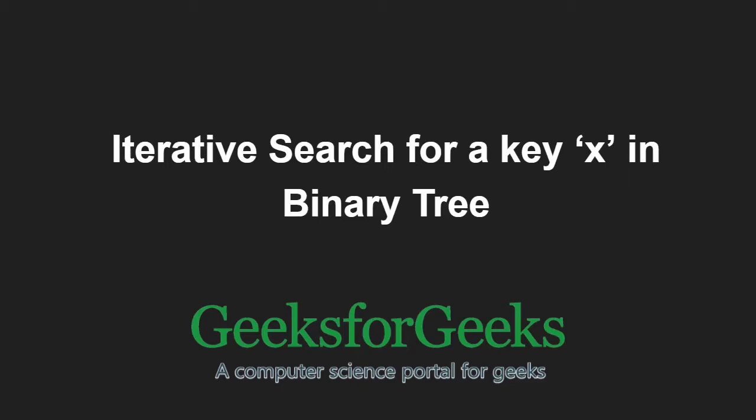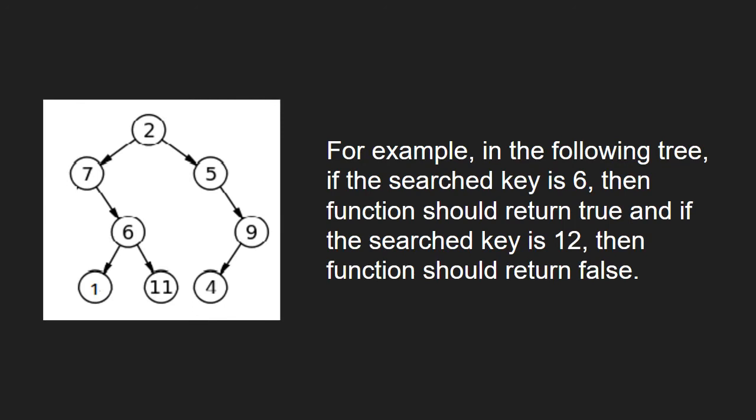In this video, we are going to understand the program which searches for a given number x iteratively in a binary tree. First, let us take an example. In this example, if we want to search for node 6, we should return true as 6 is present in this binary tree. If we search for 12, the function should return false as 12 is not present in this binary tree. Now, let us see the algorithm which will assist us in this.